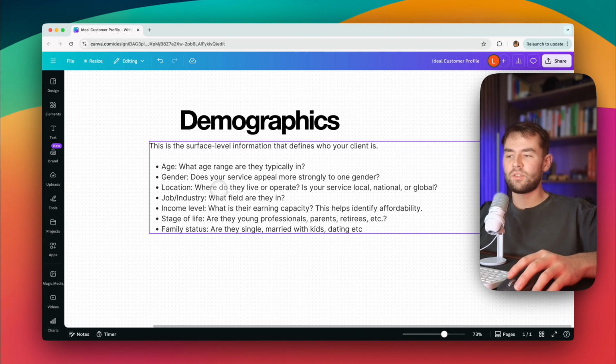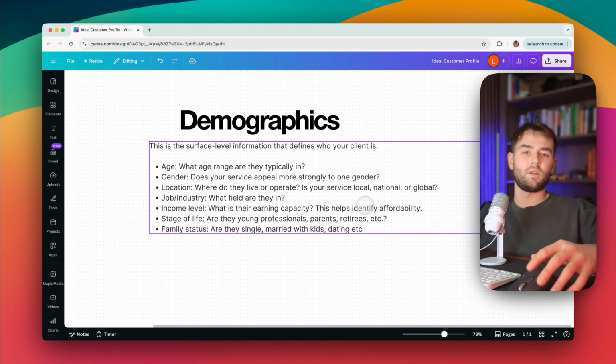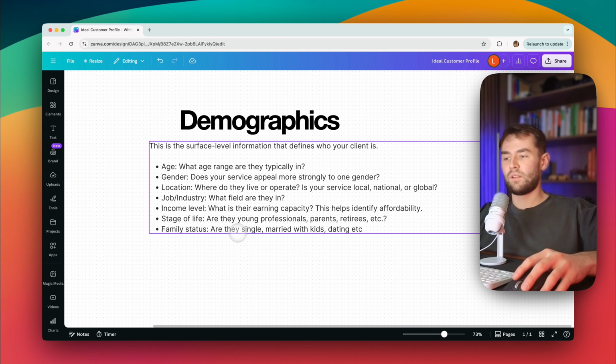What location are they in? So where do they live or where do they operate? Are we doing local, national, global? What job or industry or field are they in? Or, are they a business owner? Anything like that. How much are they earning?